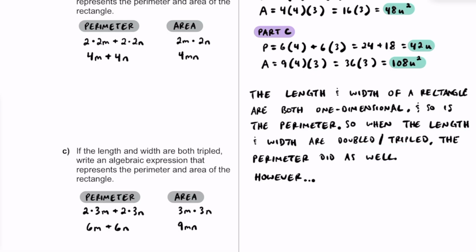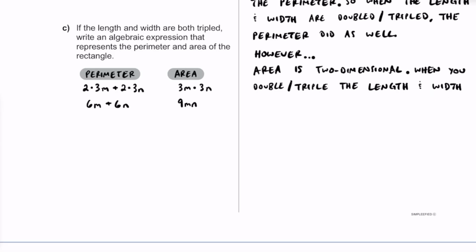Now, however, area is two-dimensional. So when we double or triple the length and width, and again, we're doubling both the length and the width, or tripling both, and then you multiply those together, the area of this rectangle is going to become 4 times and 9 times greater than it used to be. This should make sense because we're multiplying by 2 twice for the length and the width, so 2 times 2 is 4. And we're multiplying by 9 here just because we're multiplying by 3 twice. So 3 times 3 is 9.